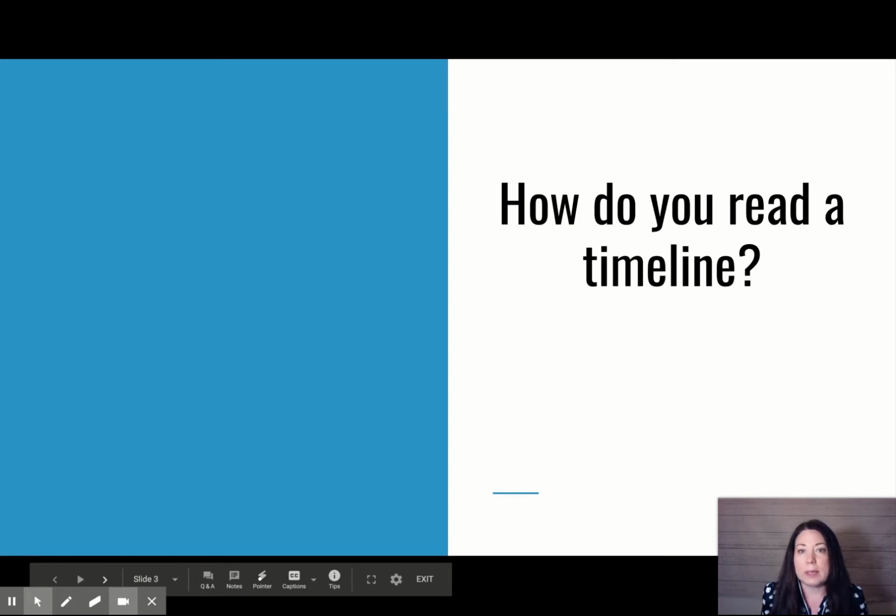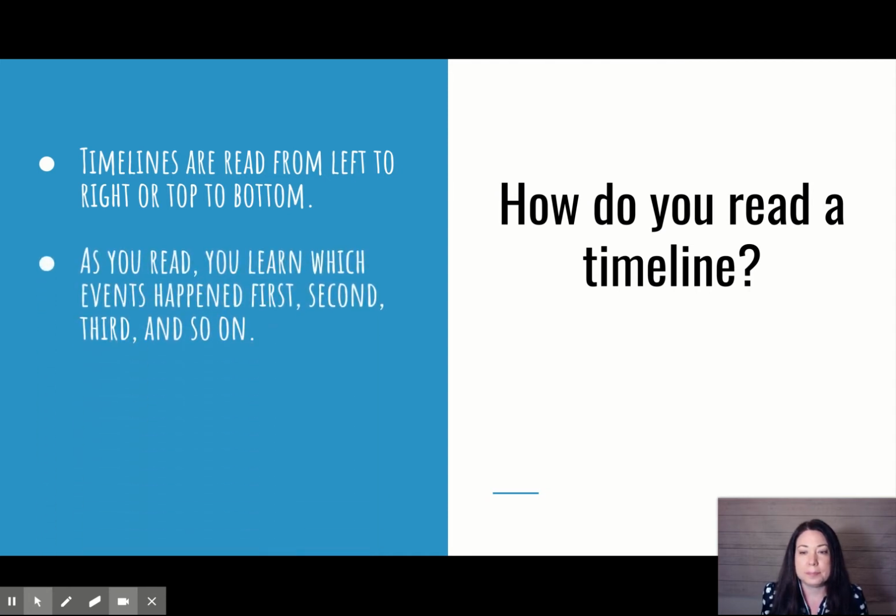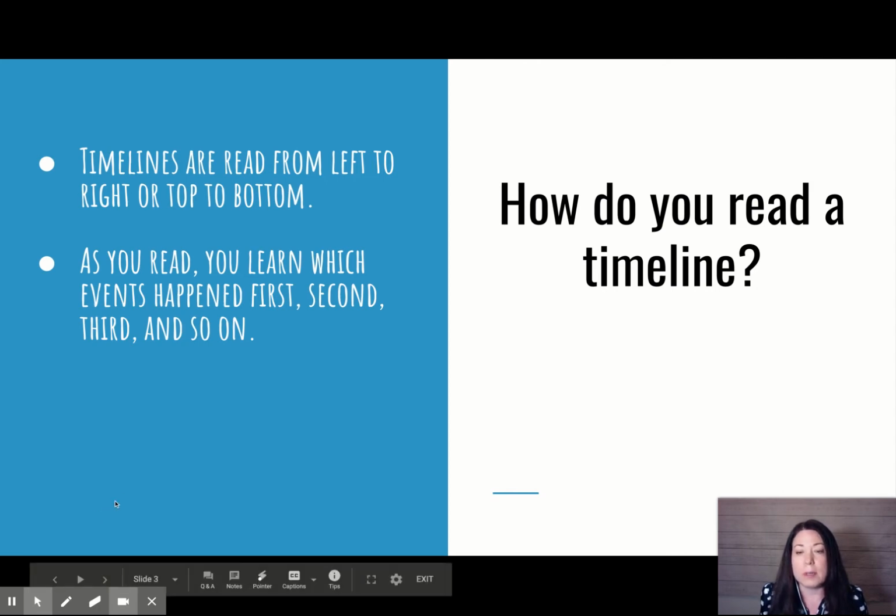How do you read a timeline? Timelines are read from left to right or top to bottom. As you read, you learn which events happened first, second, third, and so on. So if you start reading from the left, that means that the first events are going to be on the left. If you start reading from the top, that means the first events are going to be on the top.